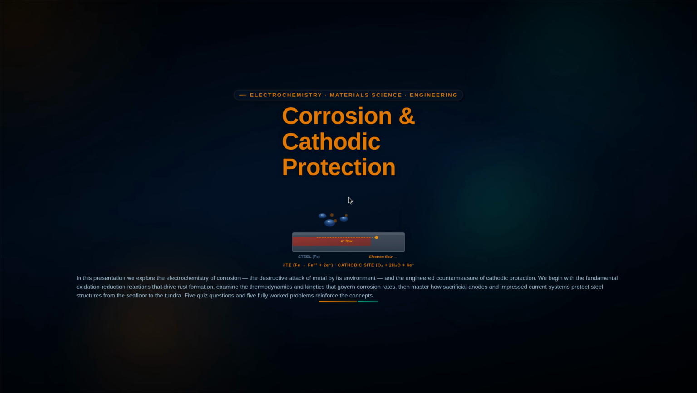We begin with the fundamental oxidation-reduction reactions that drive rust formation. Then we examine the thermodynamics and kinetics governing corrosion rates. Finally, we master how sacrificial anodes and impressed current systems protect steel structures from the seafloor to the tundra. 5 quiz questions and 5 fully worked problems reinforce all concepts.